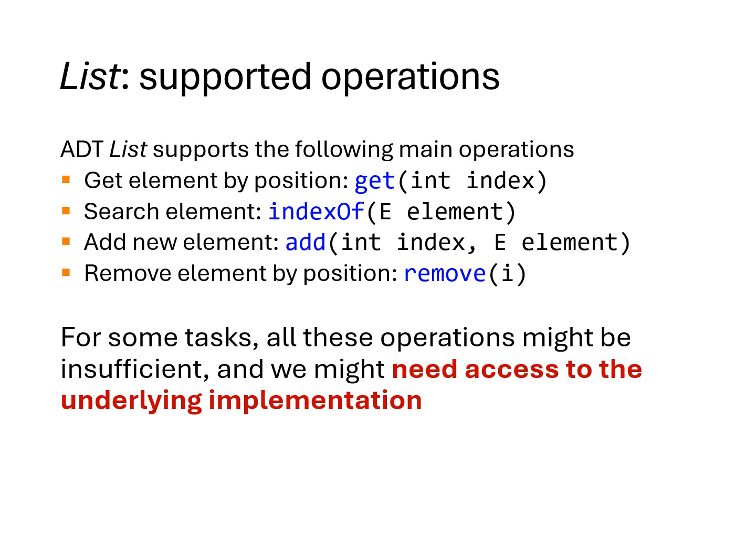List requires the following operations to be supported by any implementation. Get element by position, search the position of a given element, add new element at a given position, remove element from a specified position. We saw how both array and linked list implementations support all these operations, but with a different degree of efficiency.